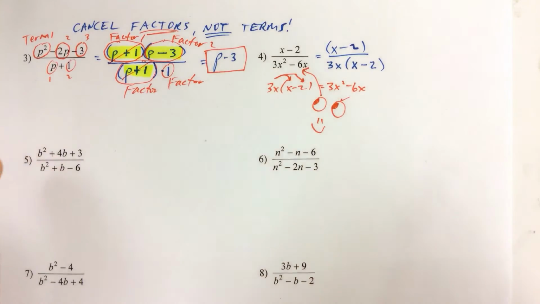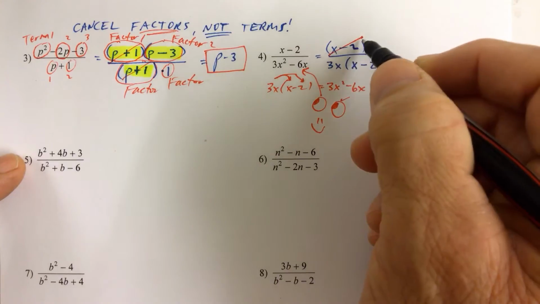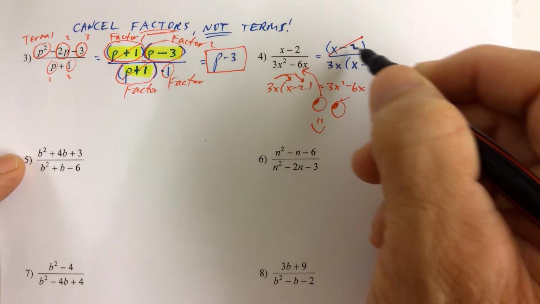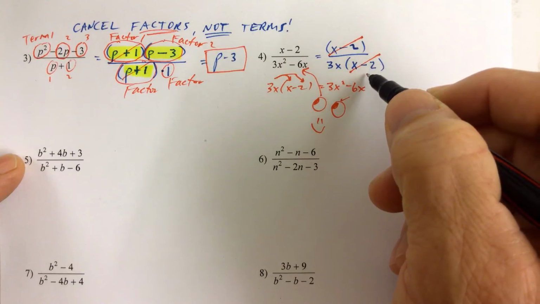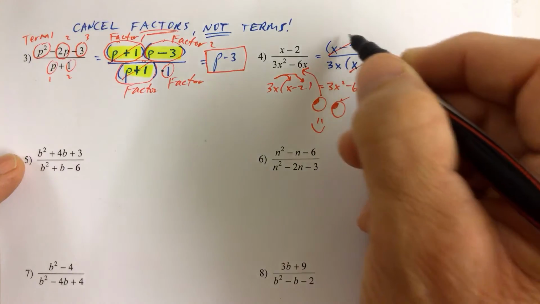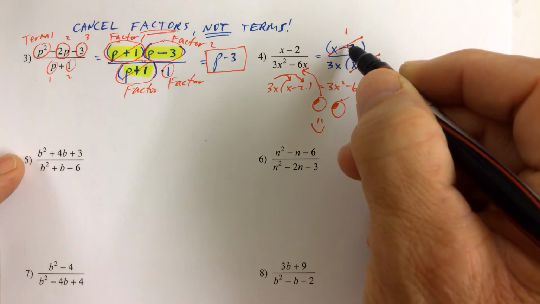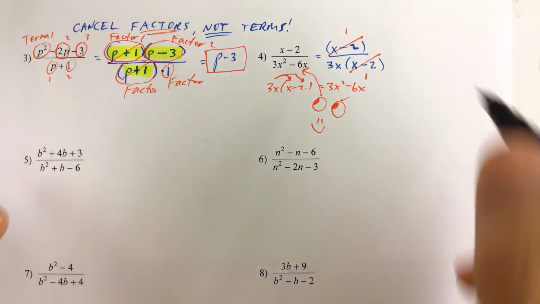Okay, now, remember, cancel factors, not terms. So hopefully you can clearly see that x minus 2 being a factor in the numerator can cancel with the x minus 2 being a factor in the denominator. Really what you're doing is dividing each of these by x minus 2, and x minus 2 divides evenly into each of these one time. So we have a 1 left over in the numerator.